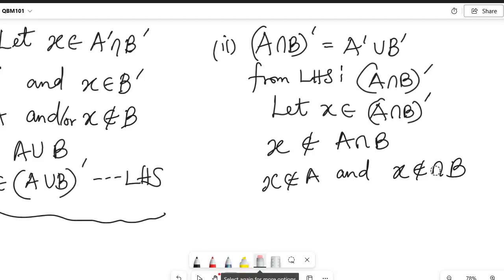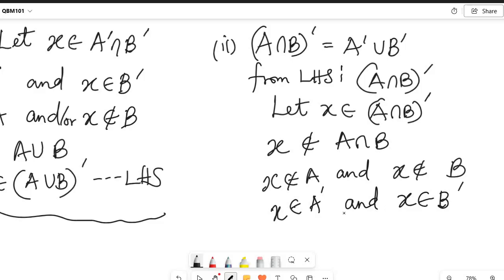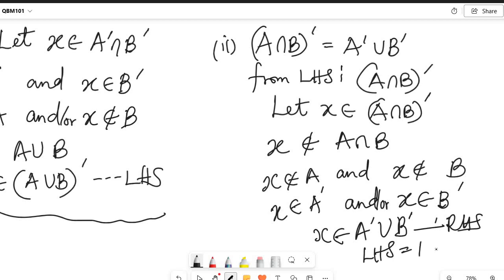Sorry, it means that X is not an element of A or X is not an element of B. Now if this is established, this means that X is an element of A prime or X is an element of B prime. It means that X is an element of A prime union B prime, and we have gone from left to right. So we are proving that the left hand side is equal to the right hand side. So that's proven. So that's that about De Morgan's rule.